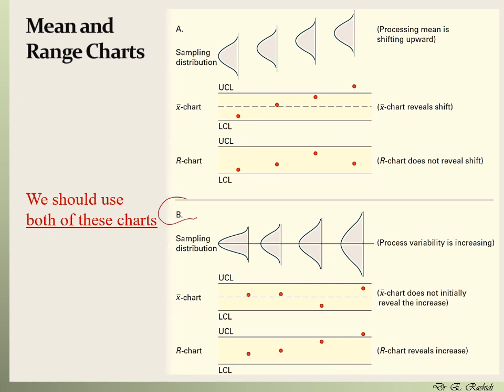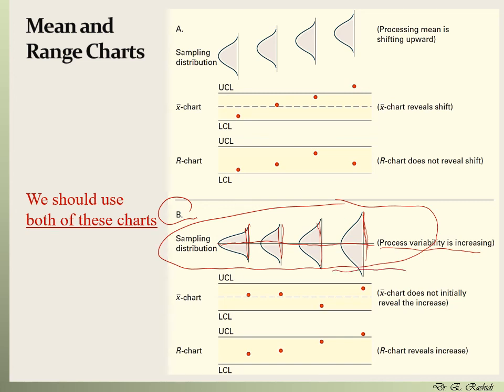In example B, as you see here, this is the process. The process variability is increasing. The average of all these samples stays the same, but the variability increases. The range of variability increases. So if you establish an X bar chart here, because the average stays the same, all of these samples stay within the limits. The X bar chart would not raise any flag. From its perspective, the process is in control.